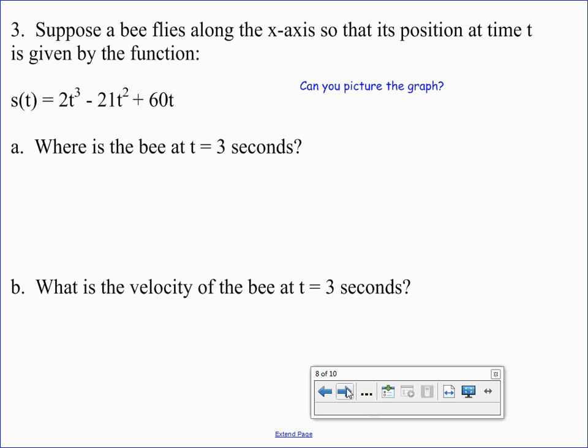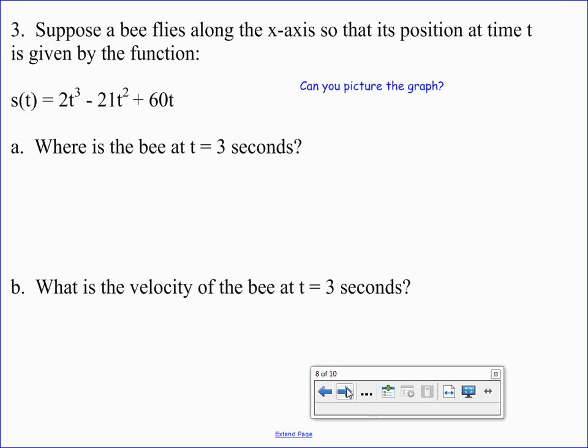Last one. Suppose a bee flies along the x-axis, or along a horizontal or straight path, so that its position is given by this function. So we're not going to assume left and right motion, just forward and back motion, otherwise things get too complicated. So let's go ahead and deal with this question.